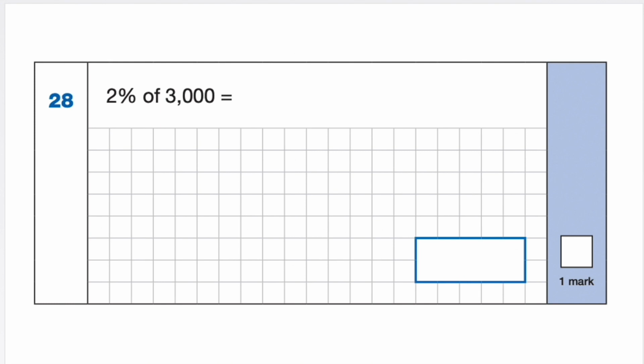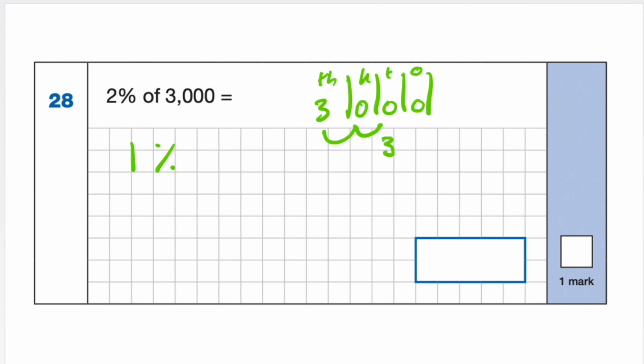Okay, 28, 2% of 3,000. Well, easiest way would be to find 1%, and 1% would be dividing by 100, so I could get my place value chart up and physically divide it by 100. Dividing it by 100 will move them all 2 places, so 1, 2, my 3 will be in the 10s column, and I'll have a 0 in the 1s column. So I know that 1% equals 30, so therefore 2% equals 60.